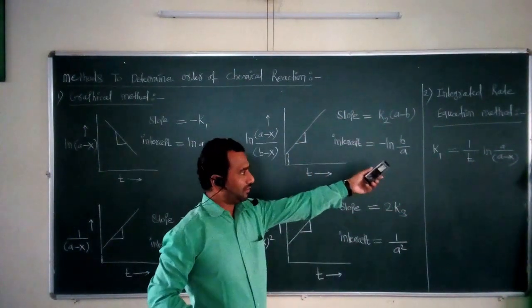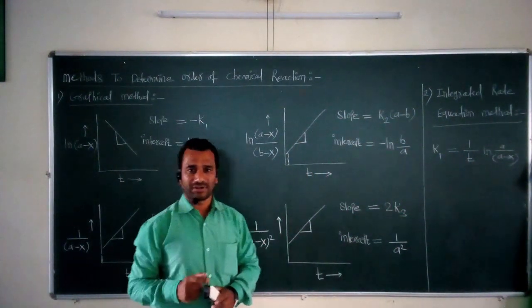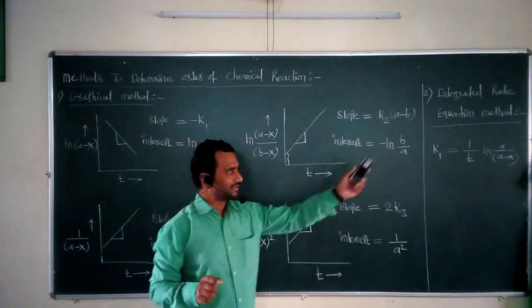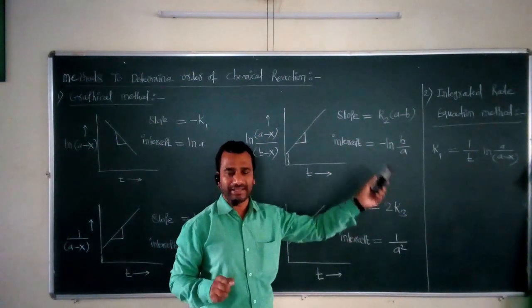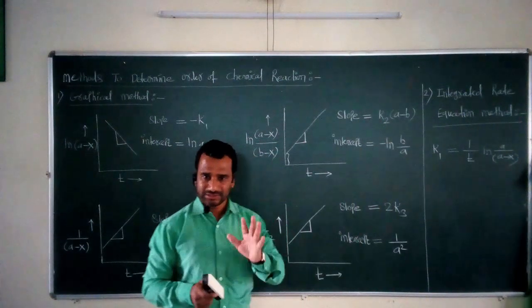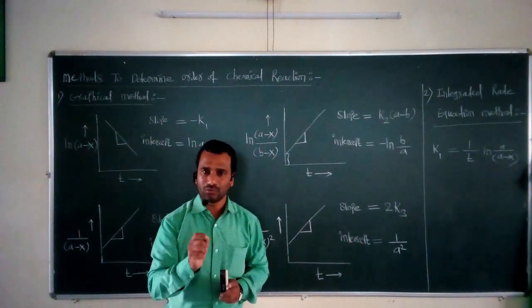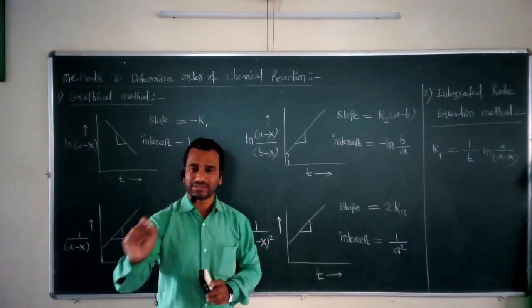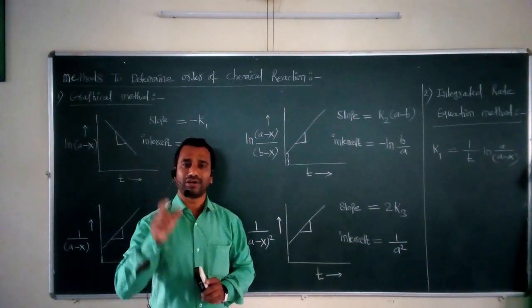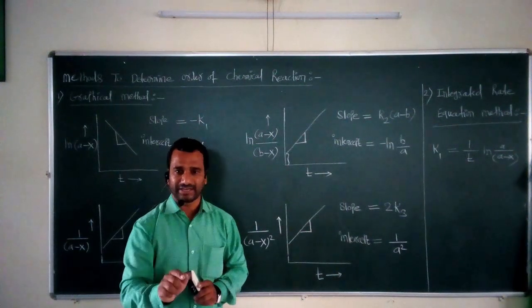Suppose this is the first order integrated rate equation, that is, rate constant K1 equals 1 upon T ln A upon A minus X. Now what do you have to do? You have to carry out some experiment. We have to observe some chemical reaction experimentally.